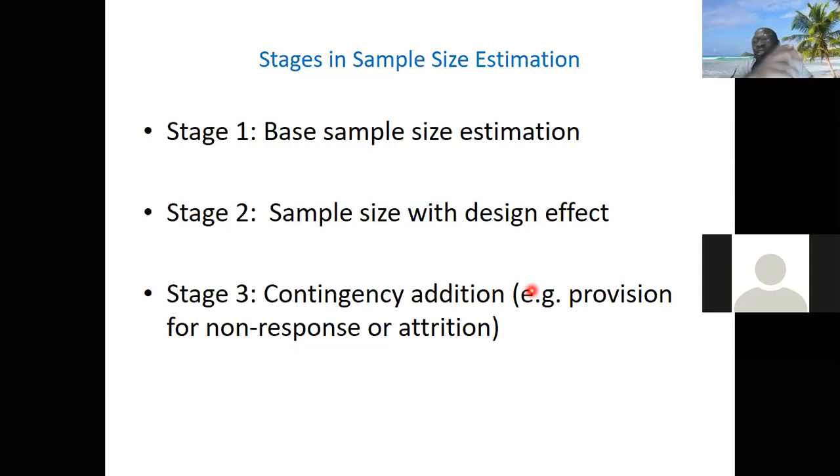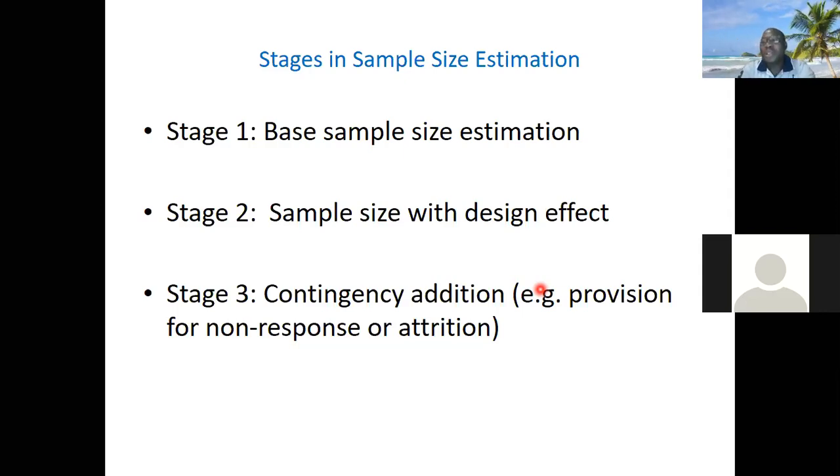Then when you talk about study design, is it one group or two groups, and are the two groups independent groups or paired groups? We have already ironed out all these issues about sample size before. So that will determine what formula you use to calculate your sample size. Then you now factor in your design effect. After that comes the issue of contingency addition, which is giving room for non-response or attrition.